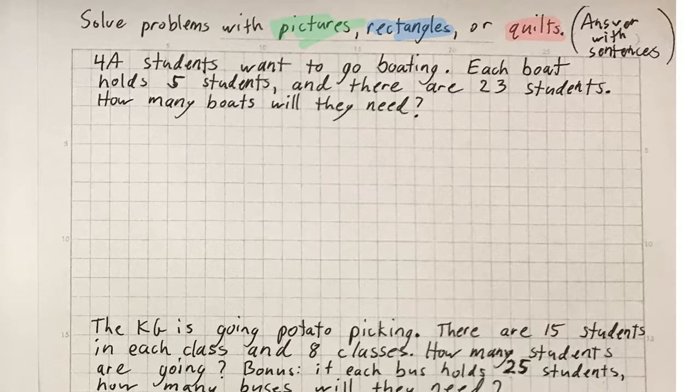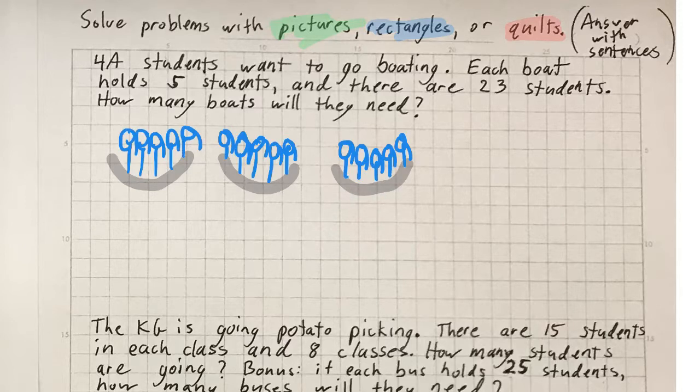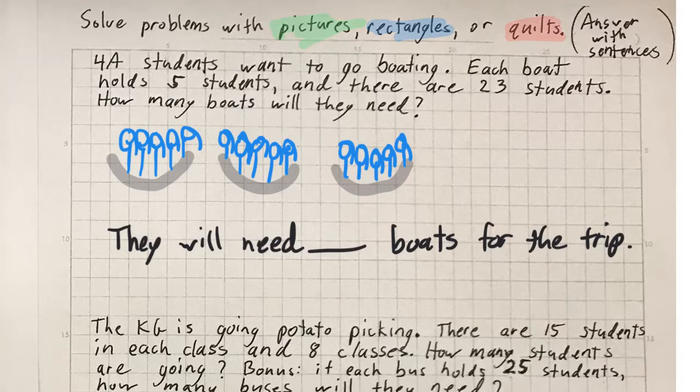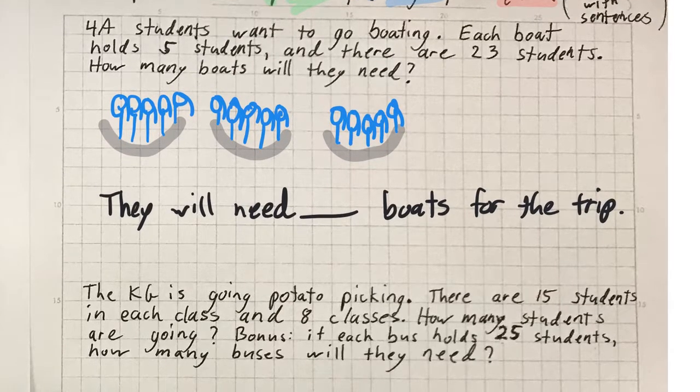So the first one: 4A students want to go boating. Each boat holds 5 students, and there are 23 students. How many boats will they need? I'm just going to do a picture for that. So if I have some boats, there I've got 3 boats. That got me up to 15 students, so I need to make some more boats. I just keep going until I can fit all 23 students in the boats, and then answer with a sentence, something like this or whatever.